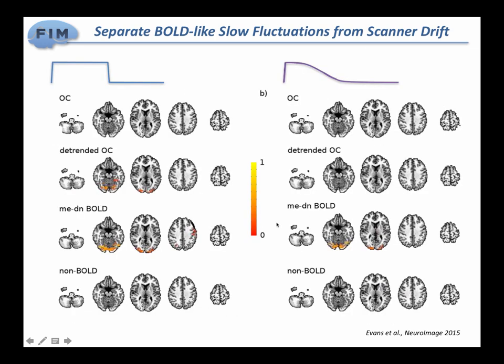And what that translates to in terms of activity is that if we were to try to get activation maps just looking at the optimally combined, we will get nothing. With the detrending, we will get something for the square experimental paradigm, but nothing here. And with the denoised time series, because it's able to separate things, we would see the activation for both types of paradigms, and would see nothing on the non-BOLD part.